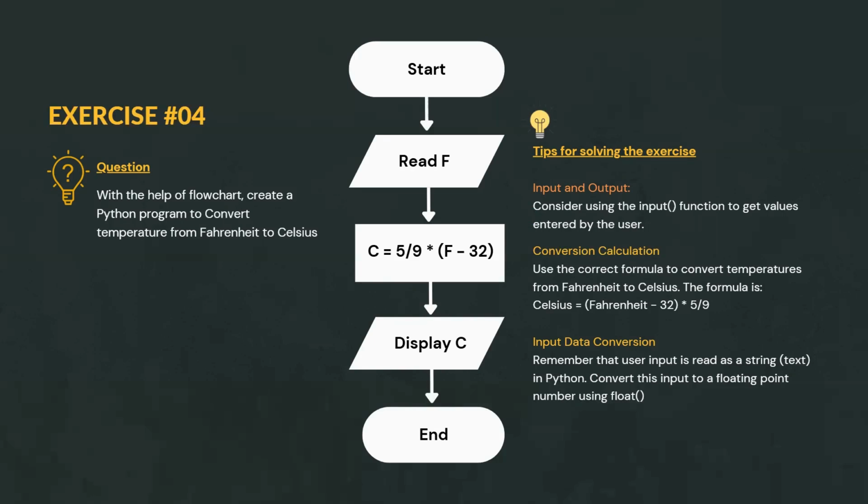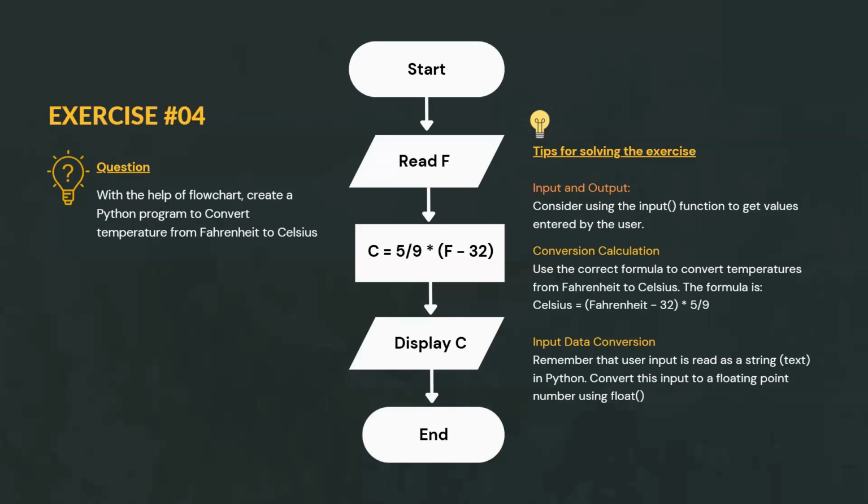So here is what our flowchart says. You have to start and read the value F, which stands for Fahrenheit, and use the formula 5 by 9 and then multiply it with F minus 32 and display the Celsius value. And that's the end. So it's literally 3 lines of code, but don't let that fool you. There's a lot to learn from it.